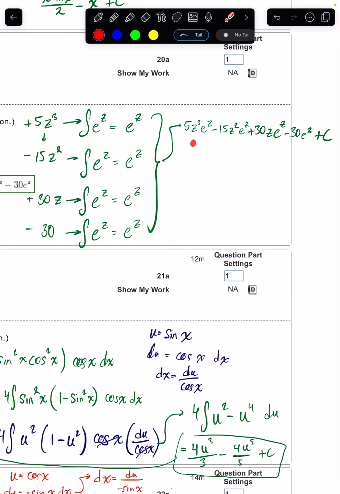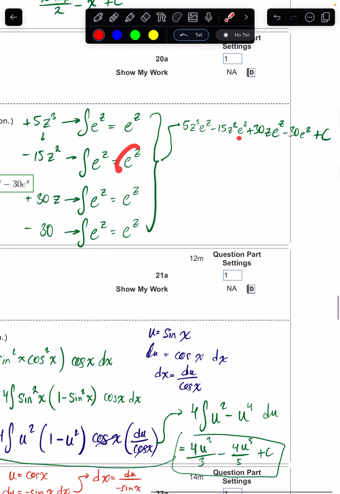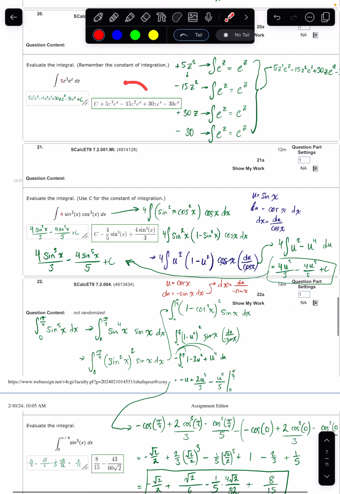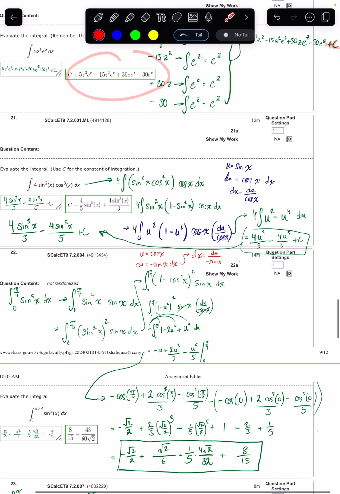Positive z cubed times e to the z minus 15z squared times e to the z, and then plus 30z times e to the z minus 30 e to the z plus c at the end, because this is indefinite. Yeah, that's the answer over here as well. Oh, that's cool.